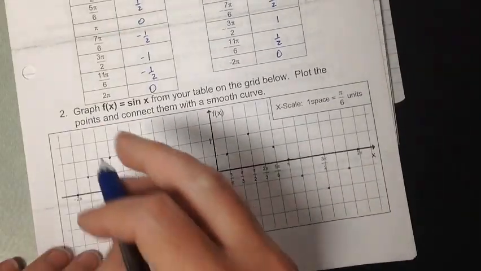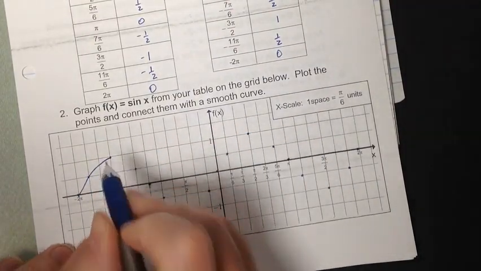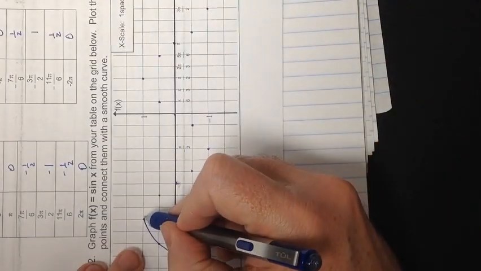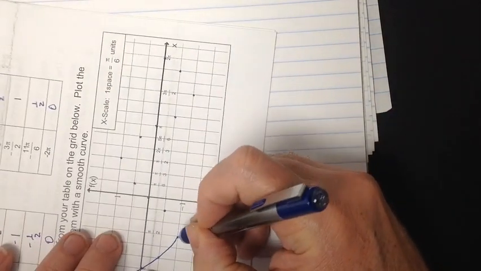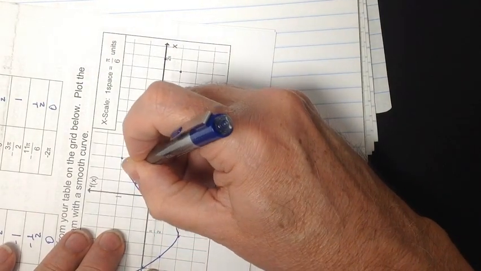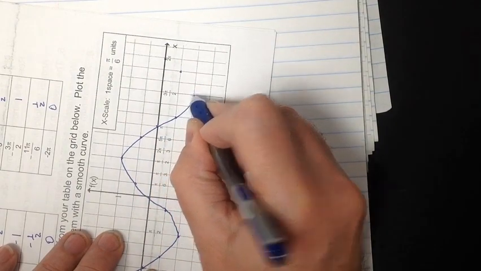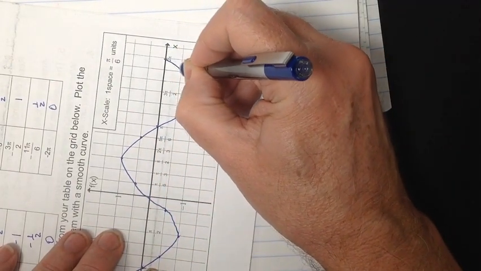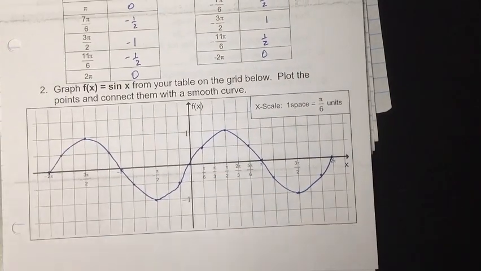So now I'm going to connect these with a smooth curve, as smooth as I can make it here. In fact, I'm going to turn this sideways to do this quicker. I'll turn it right way up in just a minute. Okay, there we go. So there is sine x.